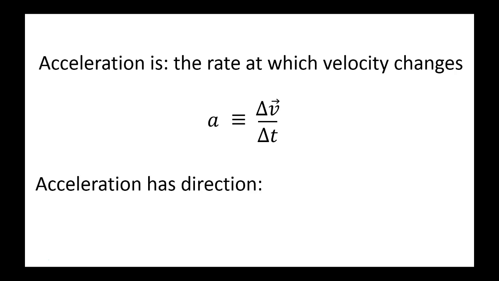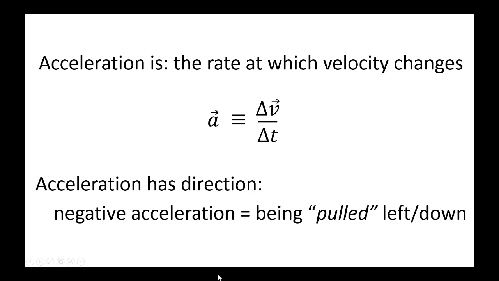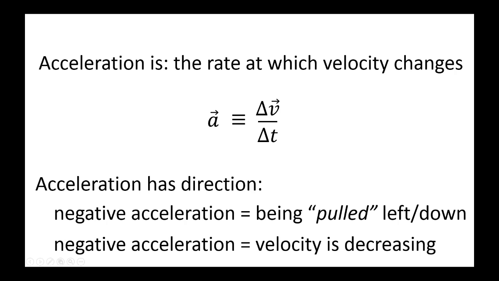Acceleration has direction. Why? Because it comes from velocity, and velocity has direction. The direction can be interpreted 2 ways. The first is this: a negative acceleration would mean you're being pulled to the left or down or in the negative direction. The second way to interpret what negative acceleration means is the velocity is decreasing. If delta v is negative, a will be negative too, because delta t can only be positive.